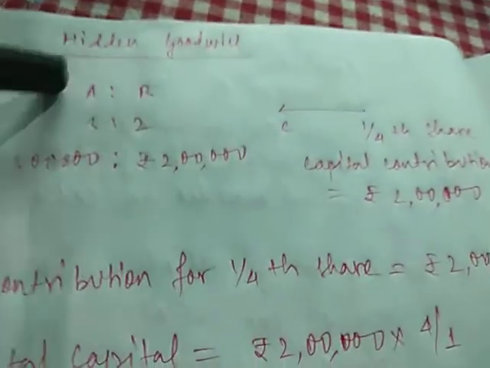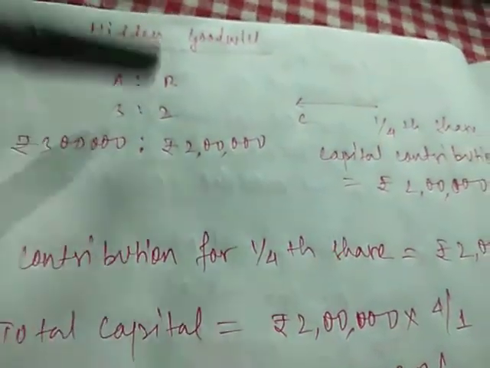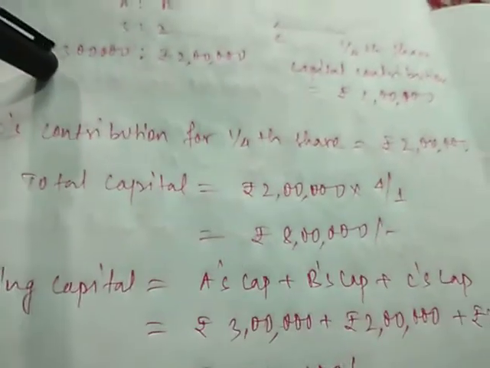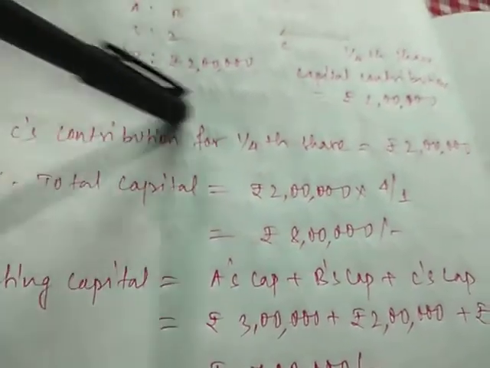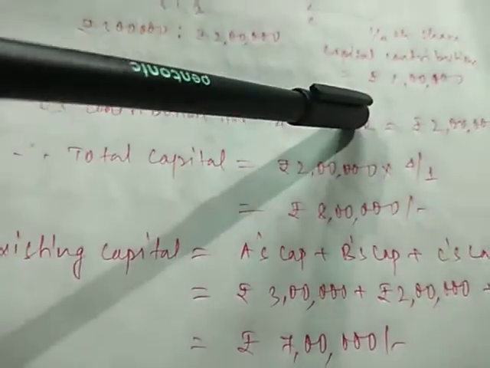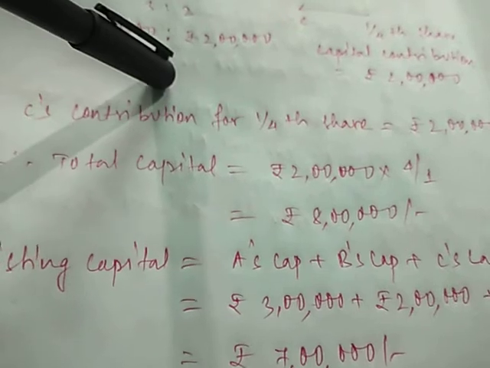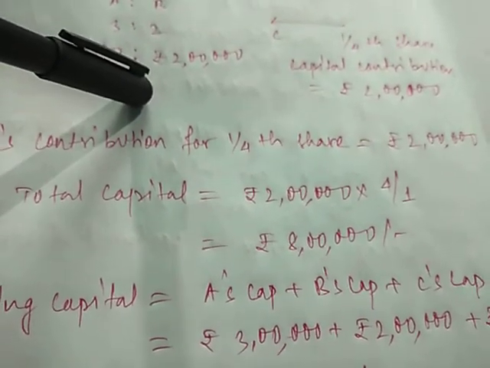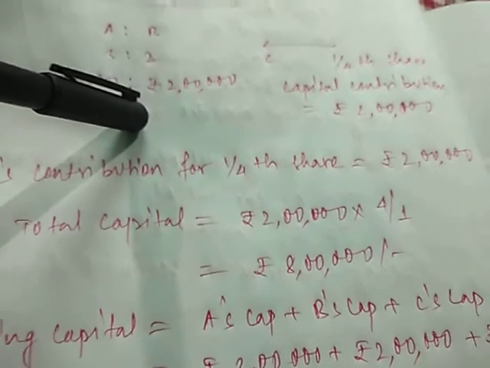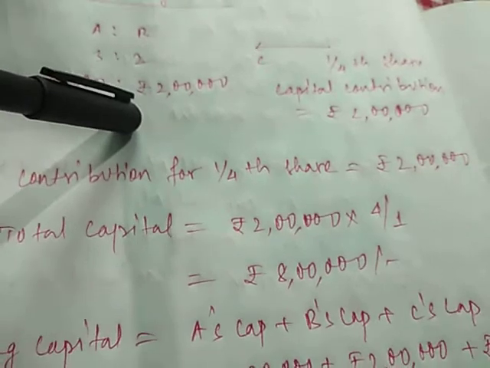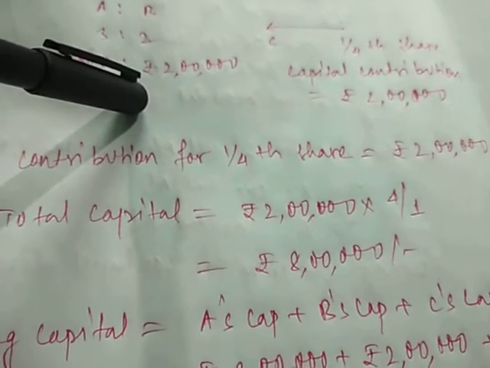So we'll solve it. If the capital of A is 3 lakh, capital of B is 2 lakh. Now what is C's contribution for 1/4 share? 2 lakh. See, if for 1/4 share 2 lakh is contributed, so what is the total capital? Just think, for example, if you cut a cake into 4 equal parts, and the cost of one part is rupees 2 lakh, then what is the cost of the whole cake?